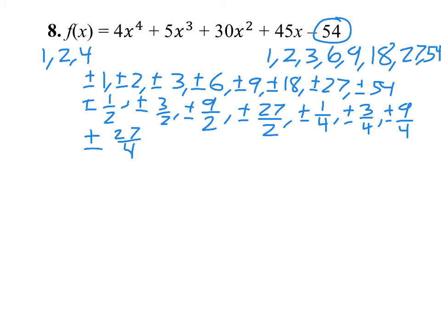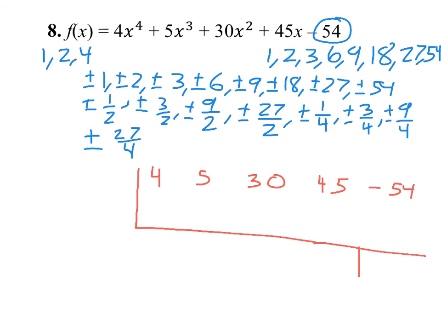Okay, that's another really long list. So we're going to guess from that list. So again, on a test, we're not going to give you a list this long. So I'm going to guess -2, and if that doesn't work, then I'll just have to guess again. So I'm going to guess -2 and hope that the remainder is 0.